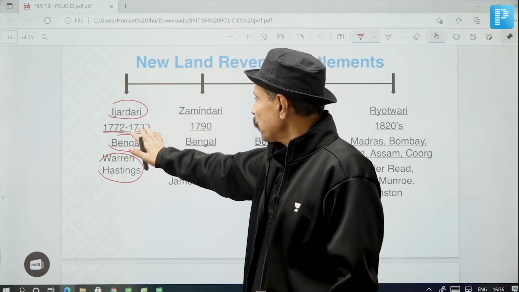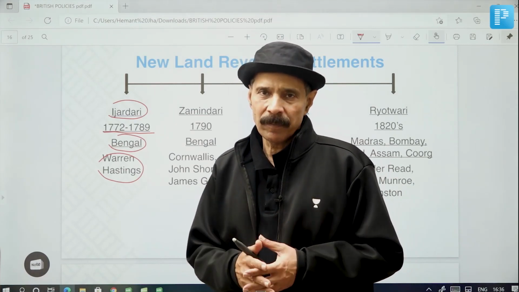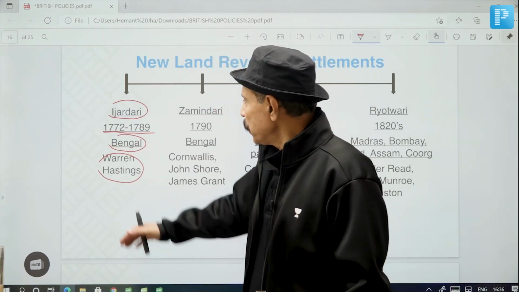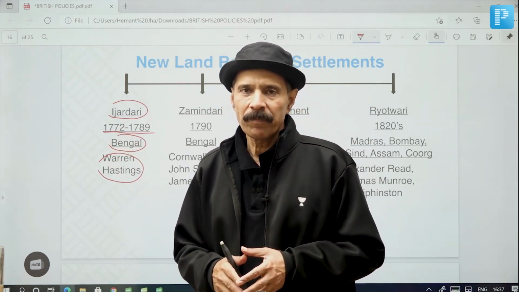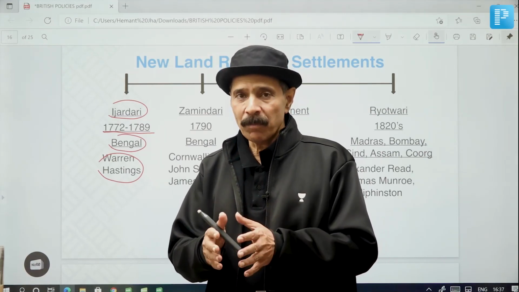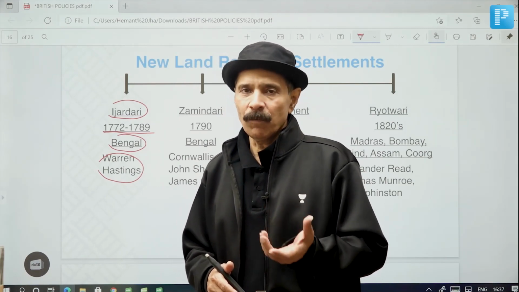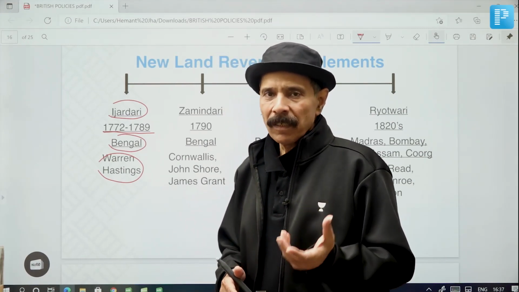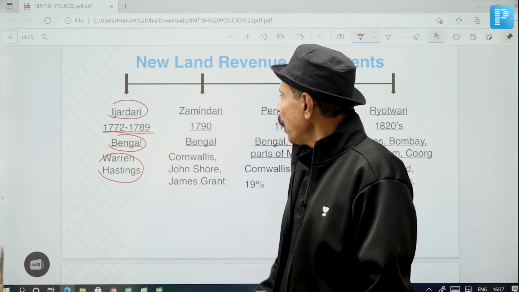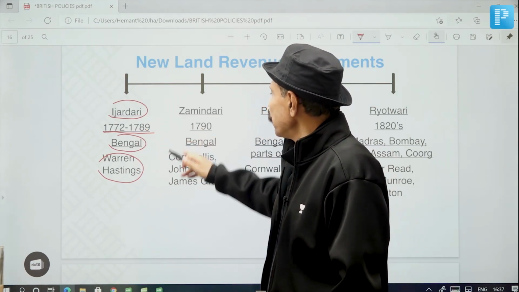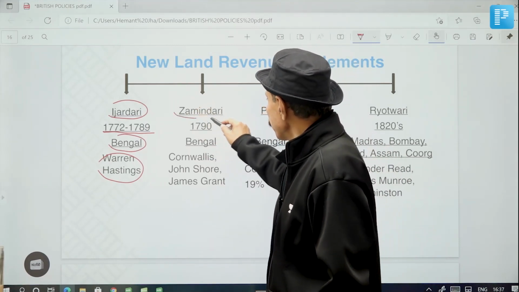But this system was not successful because the Ijardar emerged as a great exploiter. When this was introduced in 1772, the contract for 5 years was given. But when the contract was over after 5 years, it was made annual. This means a contract for 1 year was given. Finally, this system was abandoned in 1789. And in 1790, a new system was introduced, known as Zamindari.